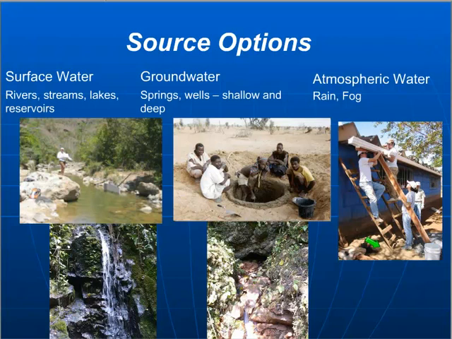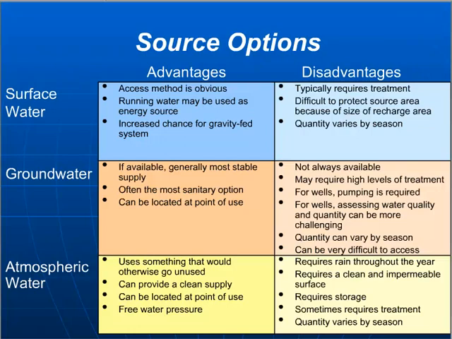And then lastly, the atmospheric water, so that's either a rainwater catchment system or some sort of system to capture fog and create a water supply through that. So in general, there are some inherent advantages and disadvantages to each one of these water sources. What is most appropriate in your particular community is a very community-specific situation. So this slide is not intended to suggest you can just generalize this information.